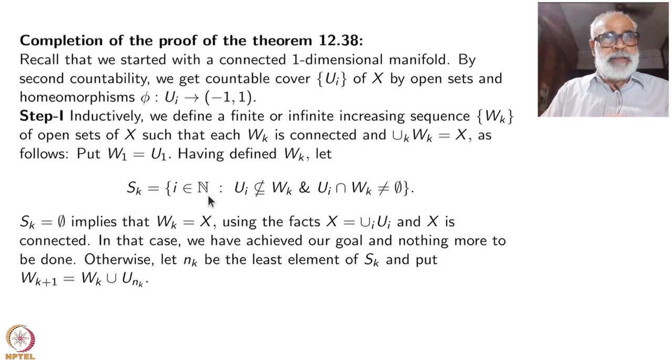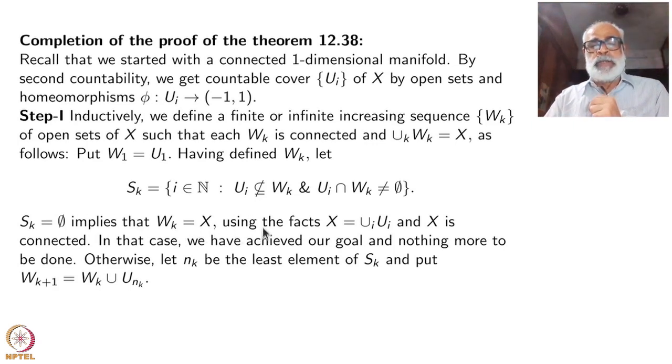A non-empty subset of N has a minimal element. So take the first one, that is the minimum. So S_k is non-empty. If S_k is empty, you are finished. W_k has to be X. And X is connected, that's what we have to use, because otherwise it would be a disjoint union. In that case we have achieved our goal, there is nothing to do. Otherwise, take the minimum n_k, which depends upon k. Take the minimum, so you take U_{n_k}.